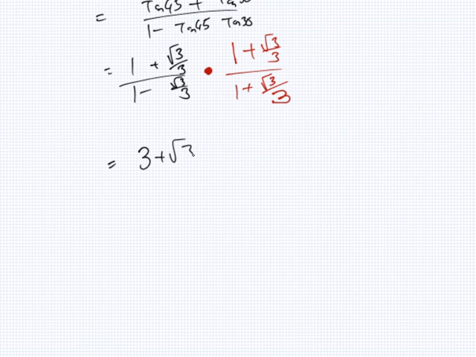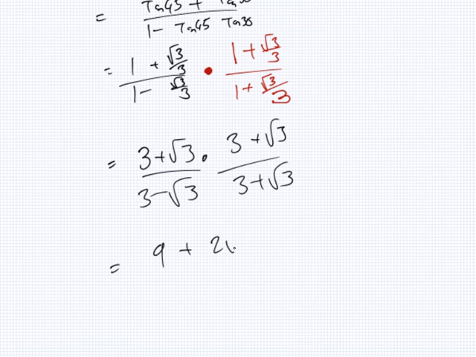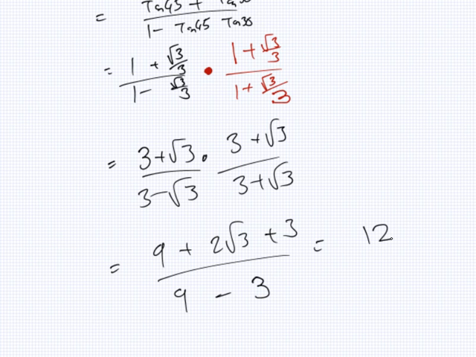3 plus root 3 times 3 plus root 3 over 3 minus root 3, 3 plus root 3. On the top I get 9 plus 2 root 3 plus 3, and on the bottom I'll get 9 and then a minus 3. So I get 12 plus 2 root 3 over 6, which is 2 plus root 3 over 3. No, 2 plus root 3, without the over 3.